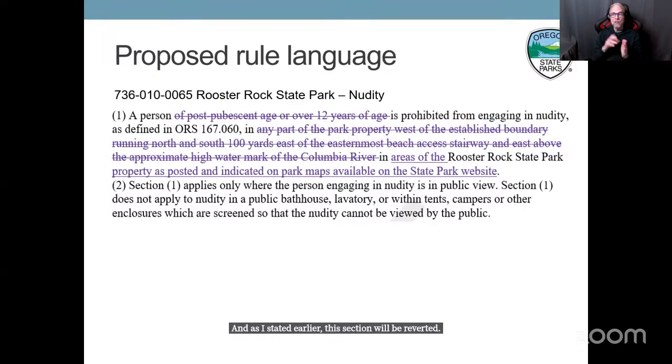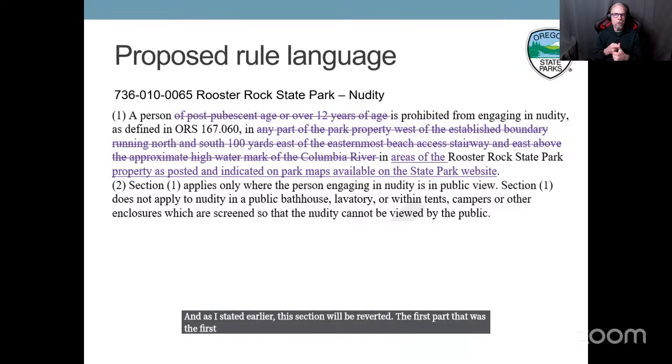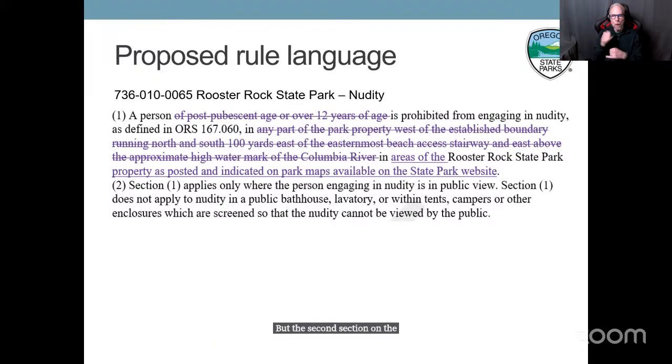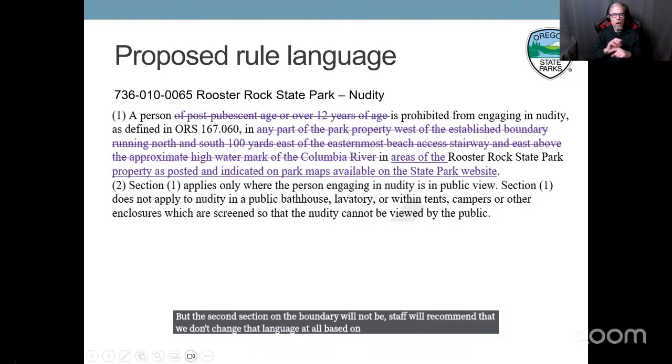The first part that was redacted, the post-pubescent, will still be redacted because it needs to match the Oregon Revised Statute. But the second section on the boundary will not be; the staff will recommend that we don't change that language at all based on public comment.